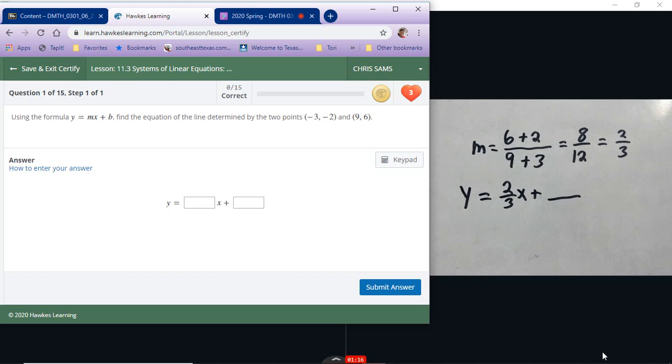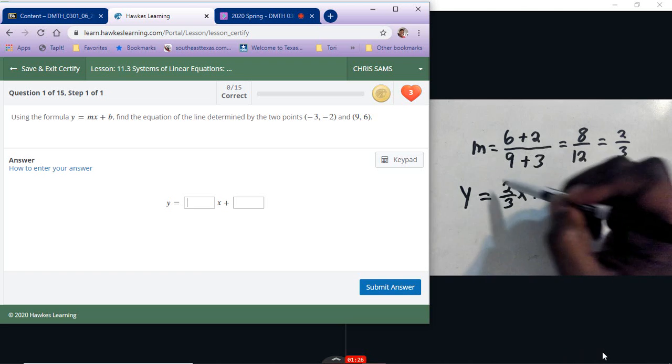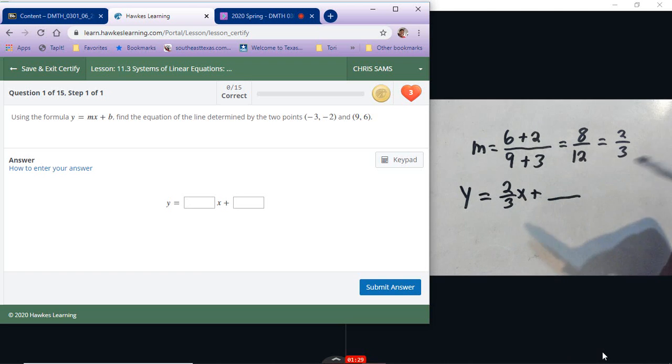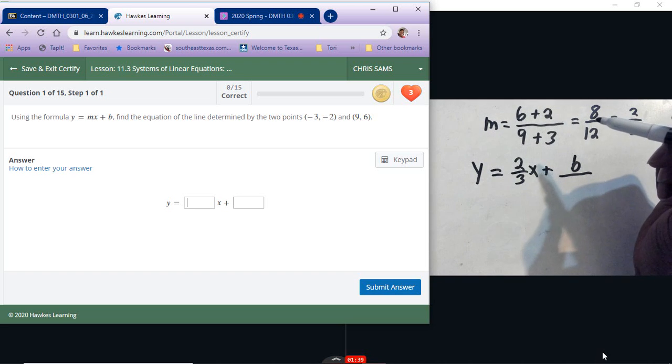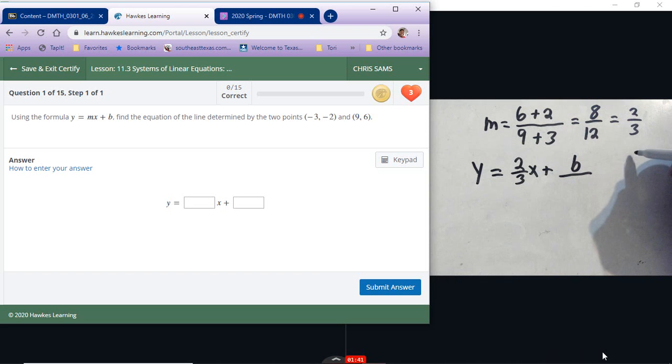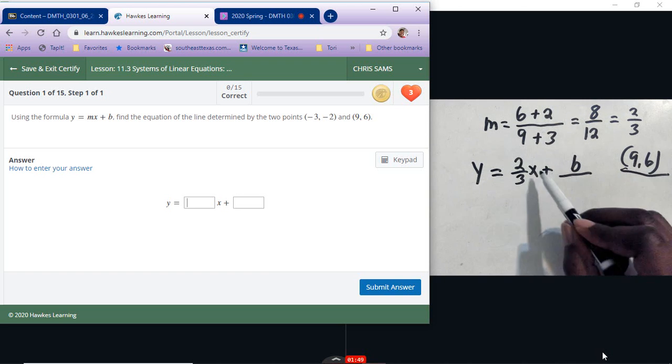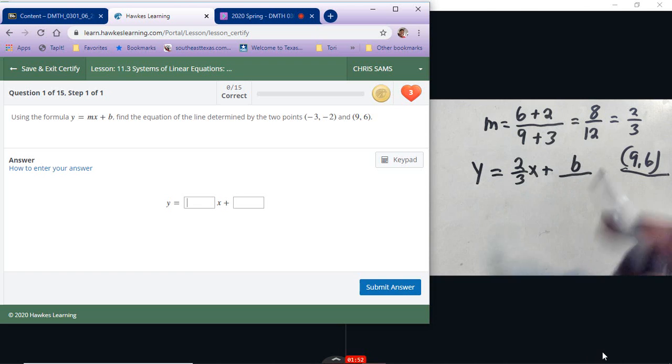So there's 2 ways you can do it. You can either plug one of these points into point slope form. I kind of like using the slope intercept equation and just solving for b. So I'm going to put a b here because that's the notation for slope intercept form. And now I'm going to pick the ordered pair 9, 6 because I like positive. And you can use any ordered pair, it doesn't matter. You got 2 of them. I'm going to plug in 9 for x and 6 for y and then solve for b.